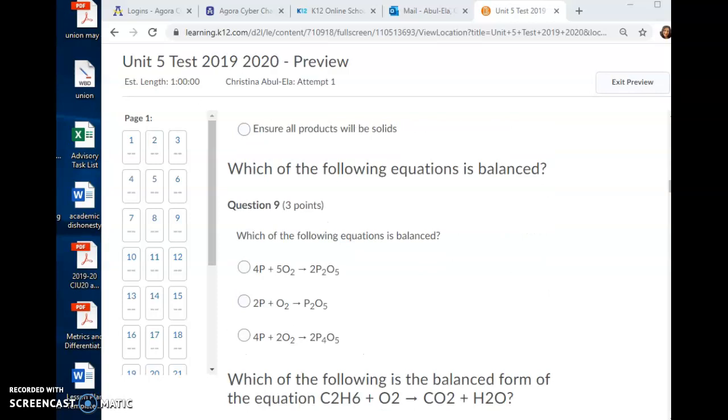Which of the following equations is balanced? Number 9. Again, question number 9. Which of the following equations is balanced? We have phosphorus plus oxygen yields diphosphorus pentaoxide for all 3.